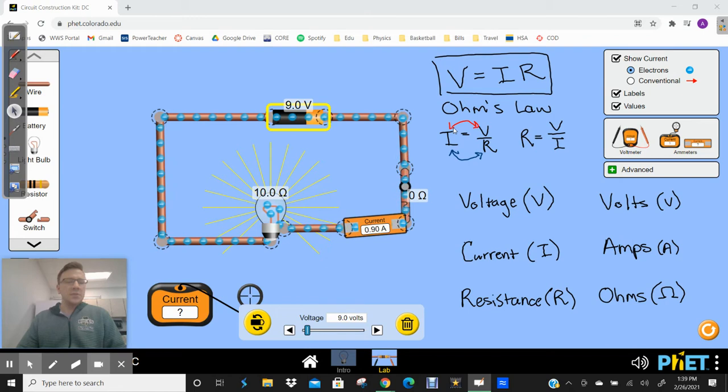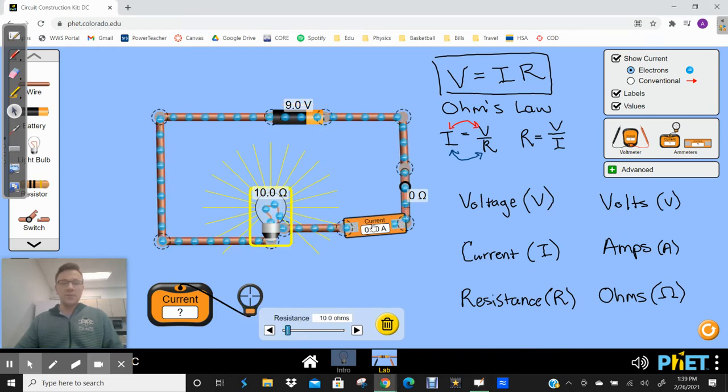And that should make sense, right? The more resistance you have, the less current you're going to get. And if you have less resistance, then the current should flow easily, right? The electrons have the ability to flow. So now if I change the resistance, so let's increase the resistance and let's watch that value on the current.